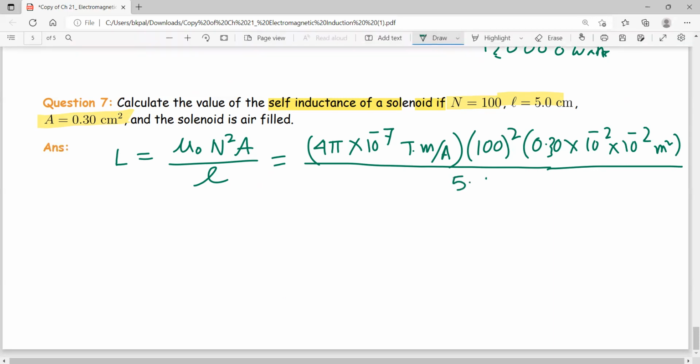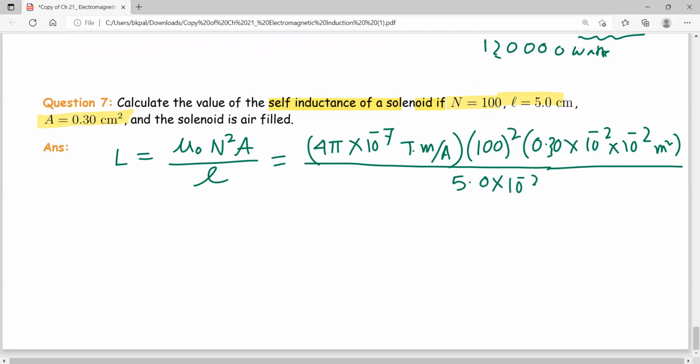And the length of the solenoid is this, so here you convert one time. If you plug all those numbers correctly into your calculator, you should get something like this. And the unit of the inductance is Henry, so H is for Henry.